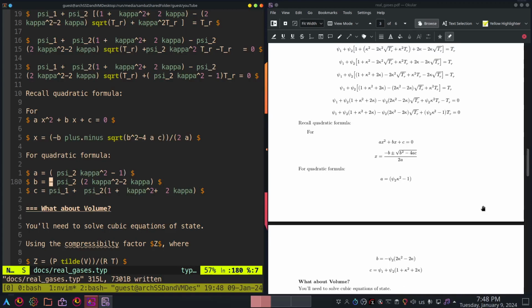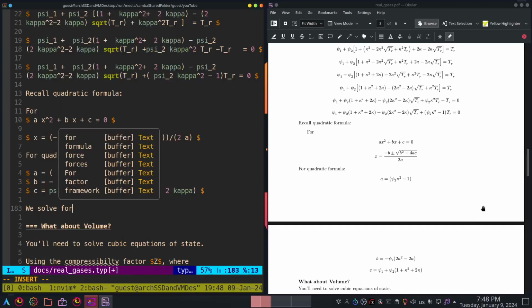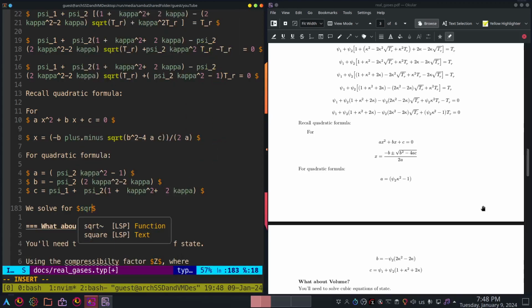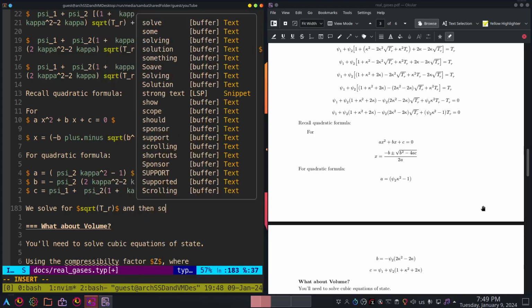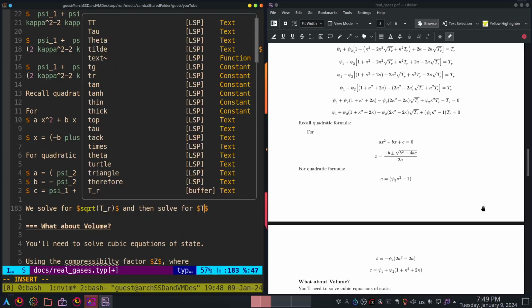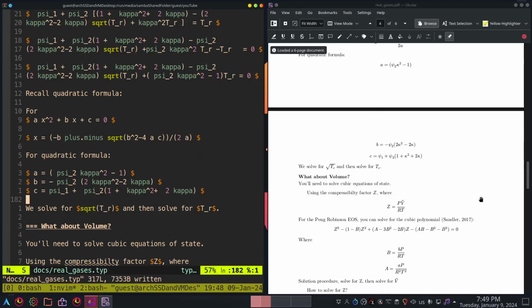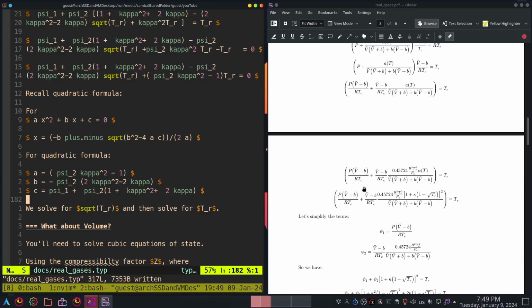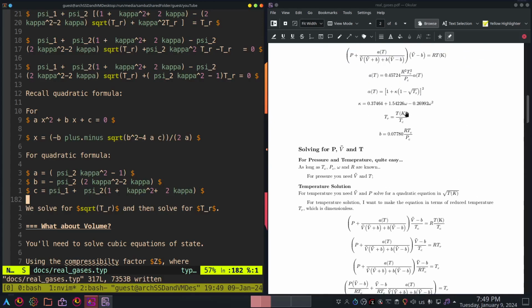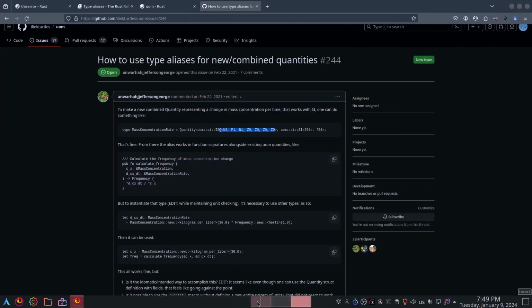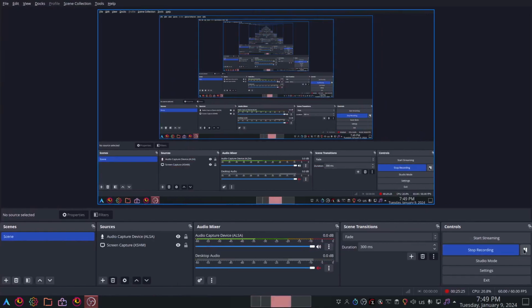And then we solve for square root of TR, and then solve for TR. Okay, after we get TR, we should be able to obtain our temperature quite easily using T equals TR times TC. The temperature in Kelvin equals TR times TC. Okay, so that's the basis for the solver.